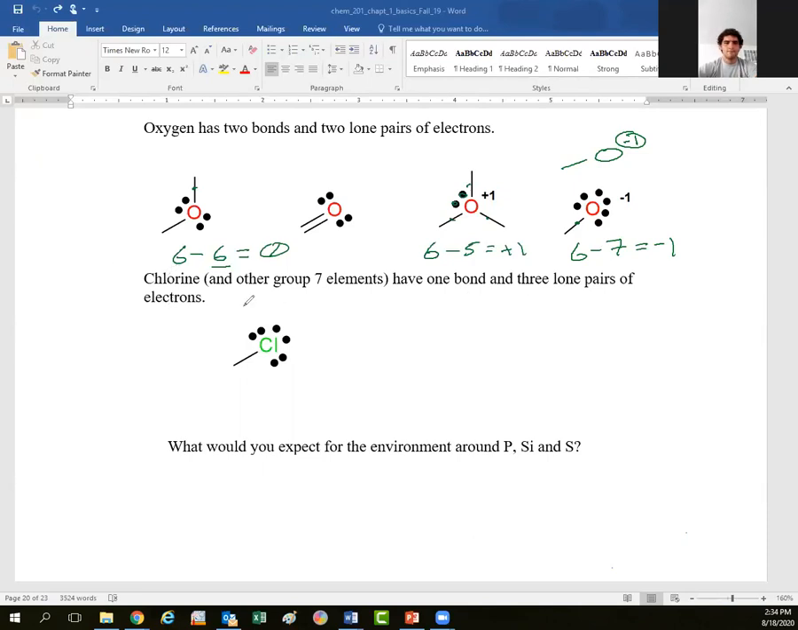And with the halogens in group 7, like chlorine, fluorine, bromine, etc., they're only one box away from the end of the row on the table. They only normally have one chemical bond and normally have two, four, six lone pair electrons. And almost any other combination will generate a formal charge for the halogen atom.